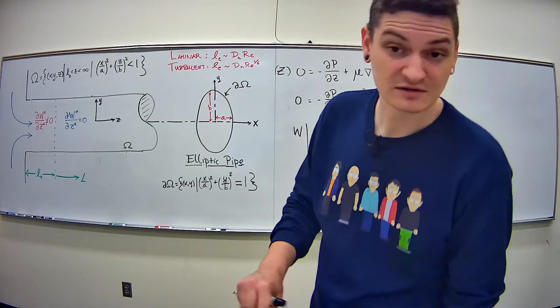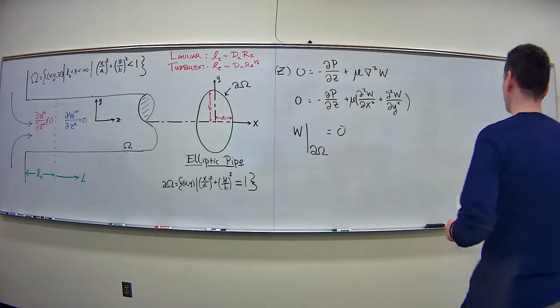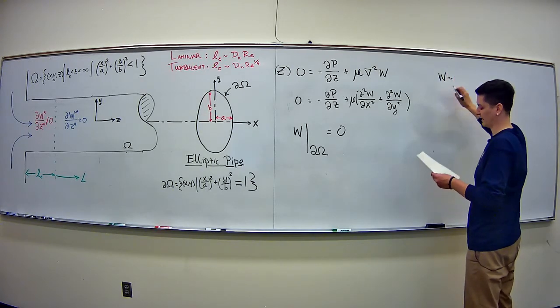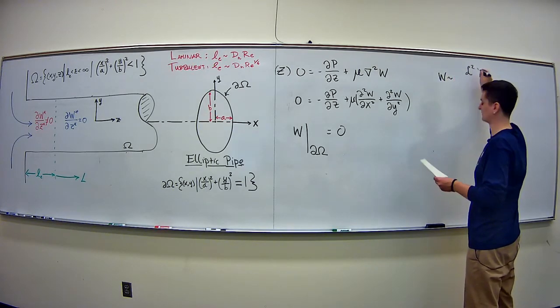All right. So let's get to this idea of making this non-dimensional. What should we do for non-dimensionalization? Well, I'll say that the velocity scale is going to be a length squared.